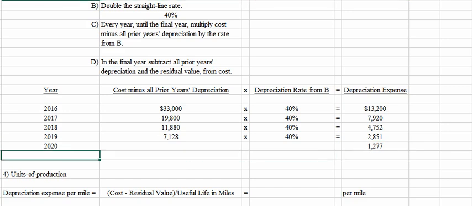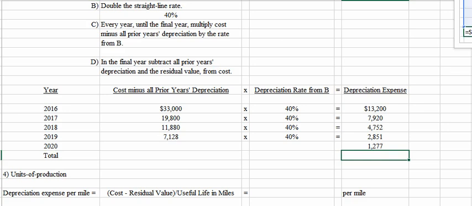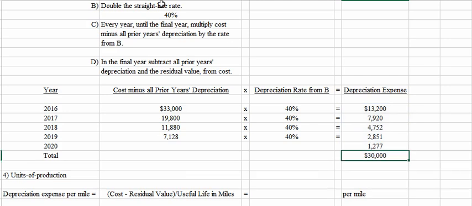Now we want our total. And it's just going to be the sum of these, and it should come back to 30,000. Cost minus residual value. And there you go.